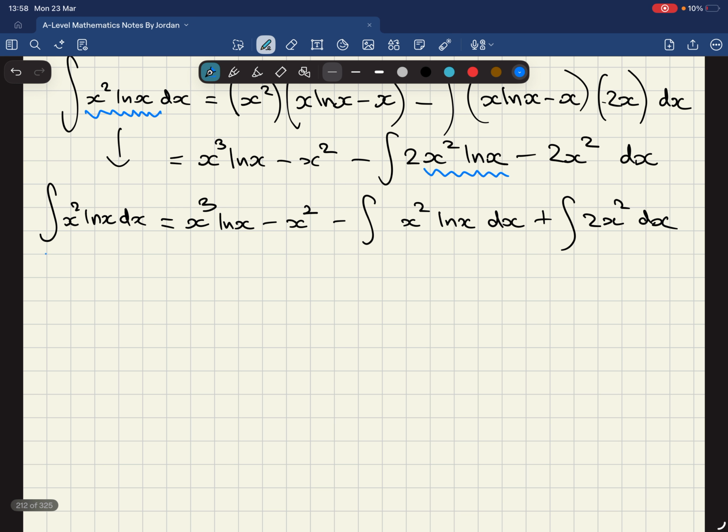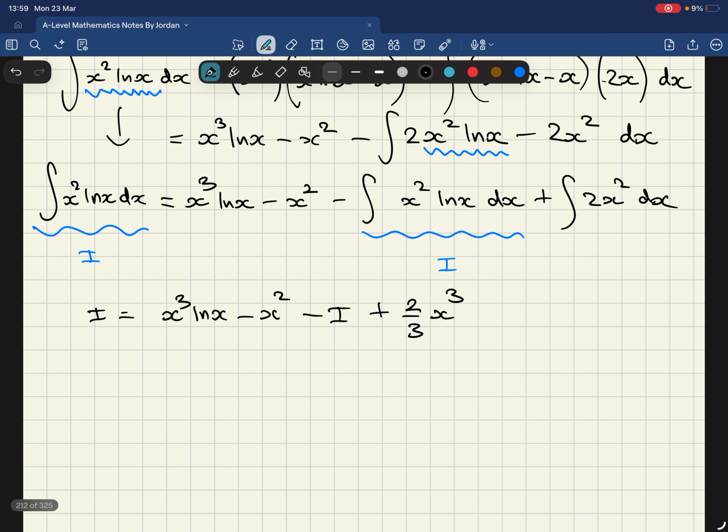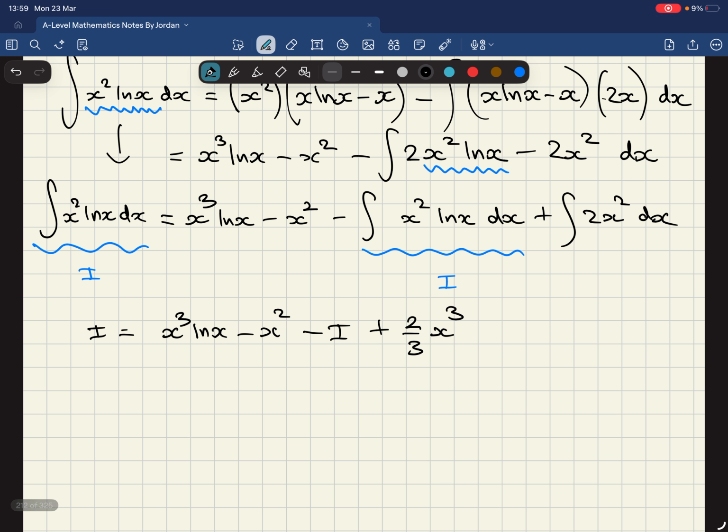Then I'm going to make this very clear that this is our I, and also this is I. So then I can rewrite that below. So it's going to be I equals x cubed ln x minus x squared. And then here we've got minus I, and then plus this. Let's just perform that integration. So raise the power by 1, divide by the new power. It's going to give us 2/3 x cubed. Okay. Then I'm going to move this I onto the left, which is going to be 2I.